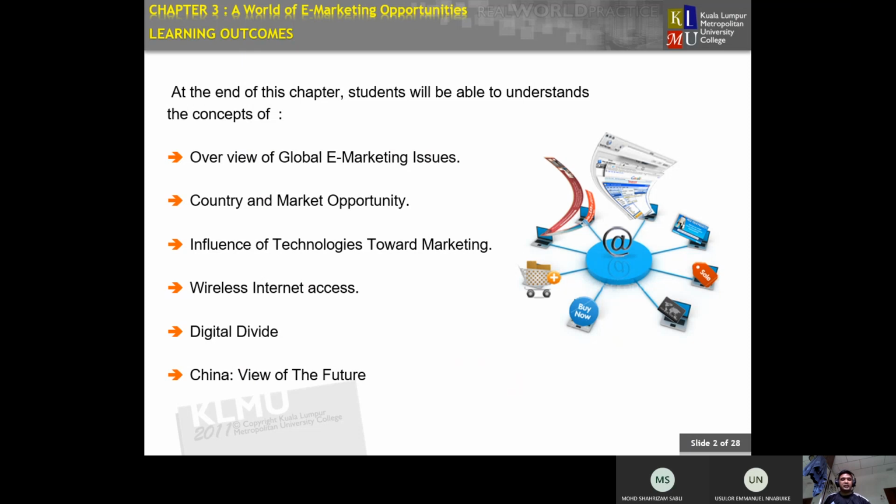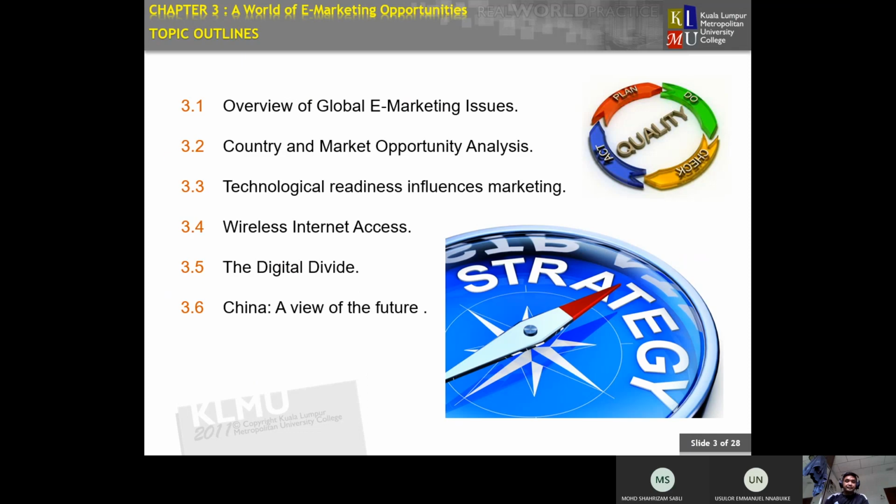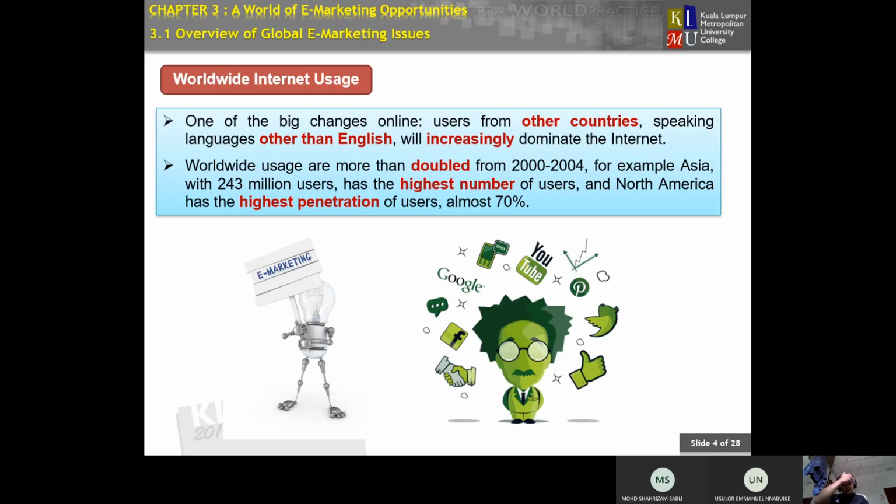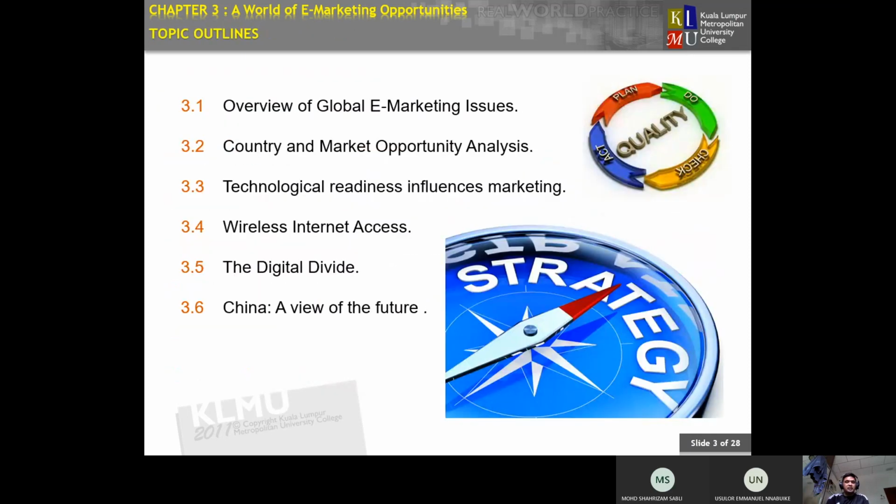And then the influence of technology: you will learn what makes technology influence e-marketing. And then wireless internet access, the digital divide, what it is, and China's view of the future. Actually it's not the future anymore, it's the current one nowadays. So we look at our first topic.